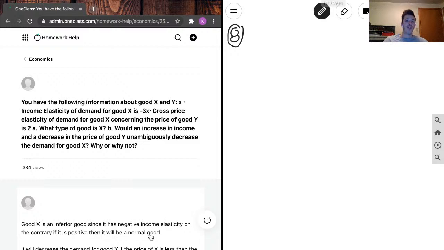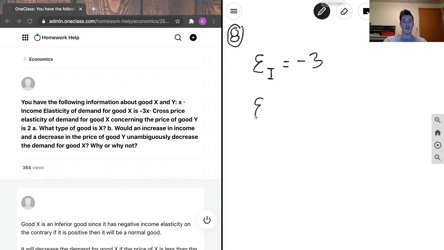You have the following information about good X and Y. Income elasticity of demand for good X is -3, I think that's supposed to mean. And the cross price elasticity of demand for good X with respect to the price of good Y is 2. So A, what type of good is X?